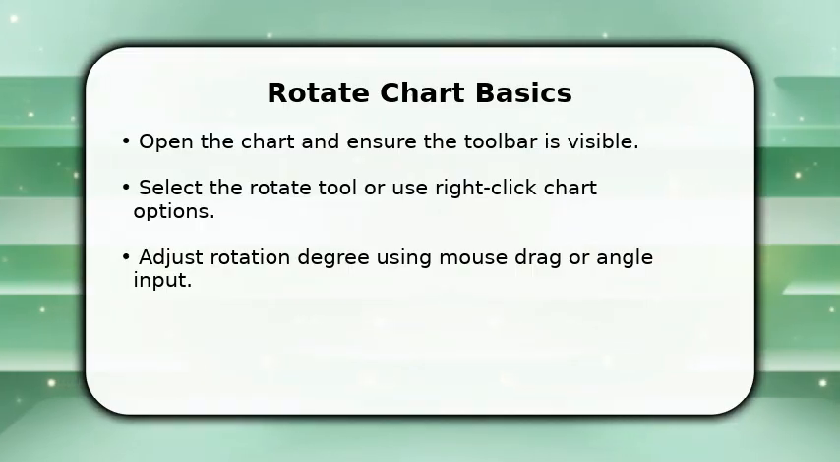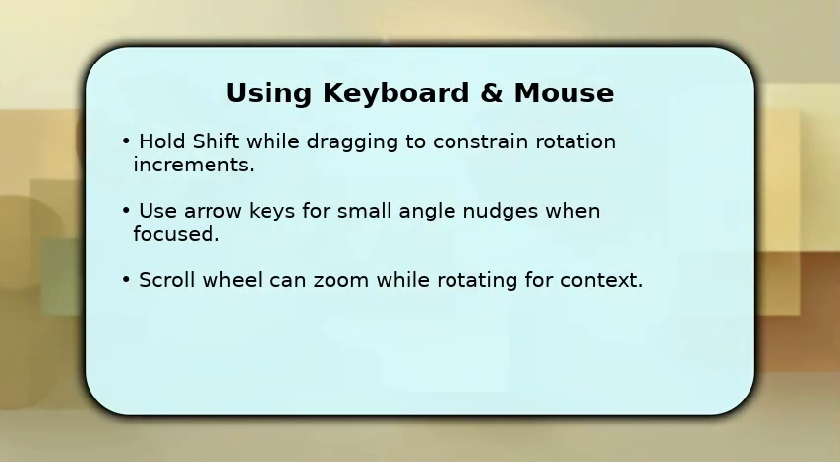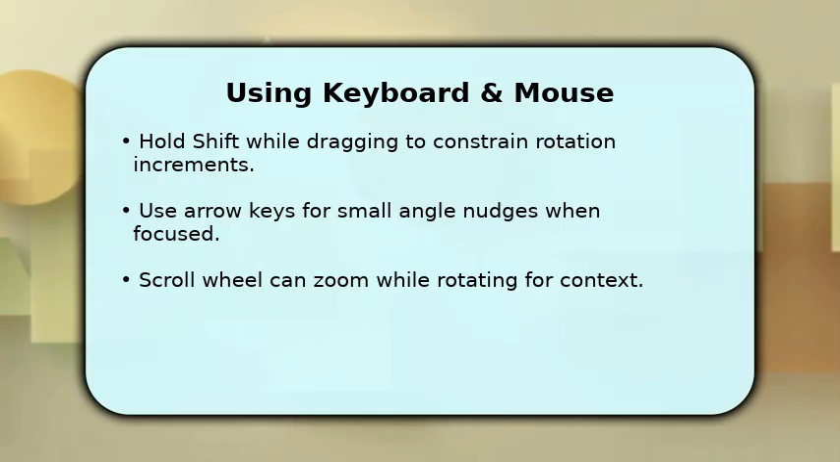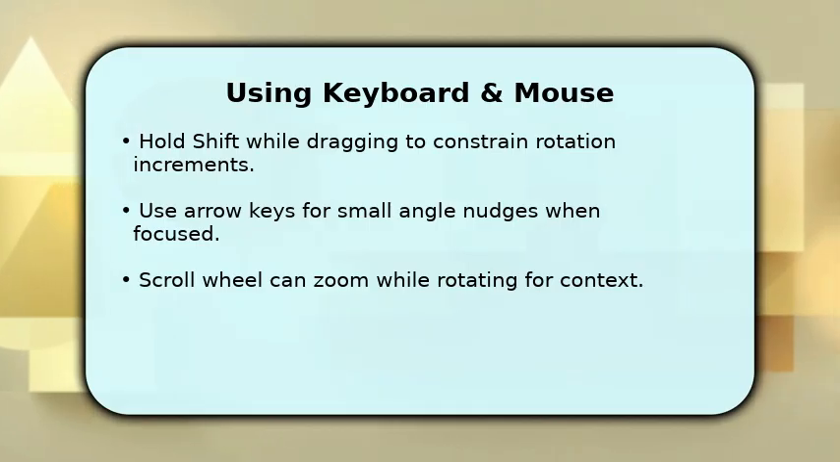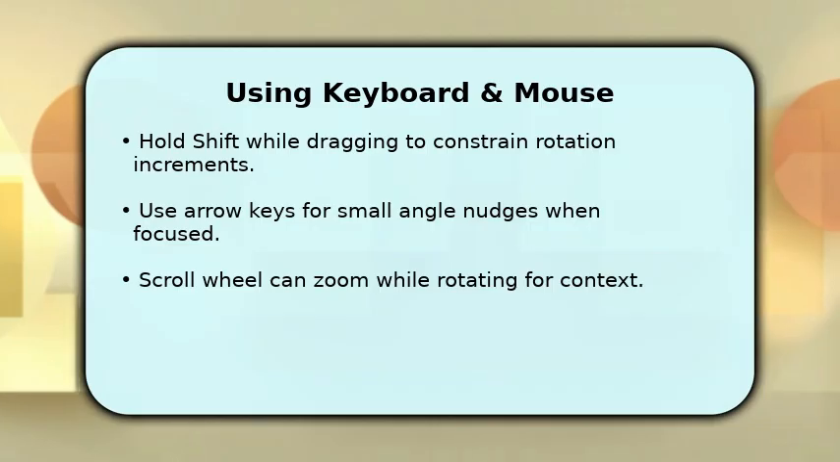across your workspace. Hold Shift to constrain rotation to tidy increments, and try click and drag for fast visual adjustments. Use arrow keys to nudge the angle when the rotate control is focused, giving precise, tiny changes. Combine rotation with zoom or pan so your rotated view still shows key levels and indicators. Save snapshots after adjusting to return later, and practice rotating on different time frames to see how patterns shift.